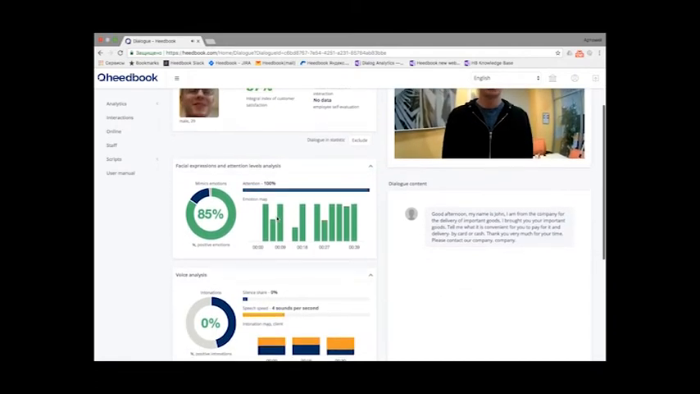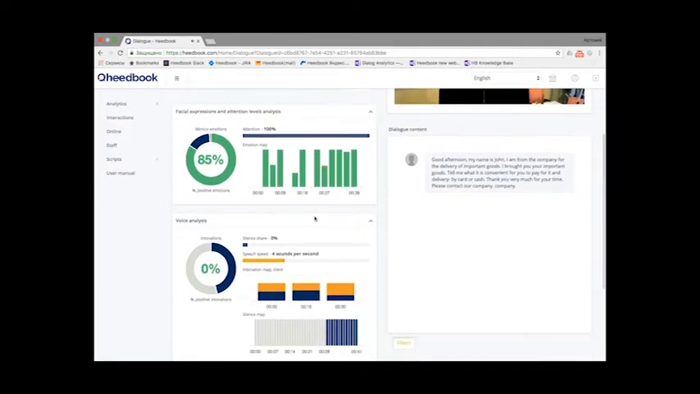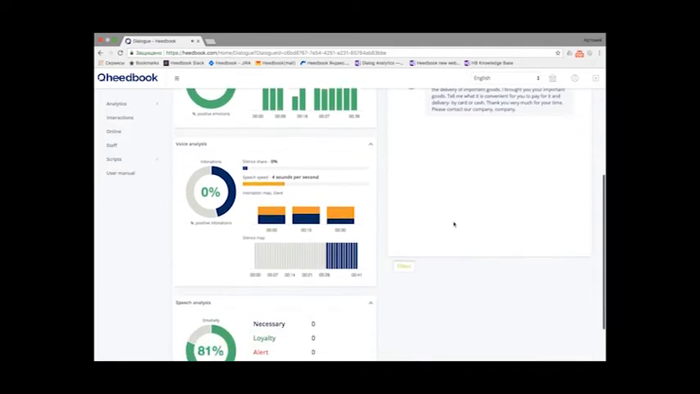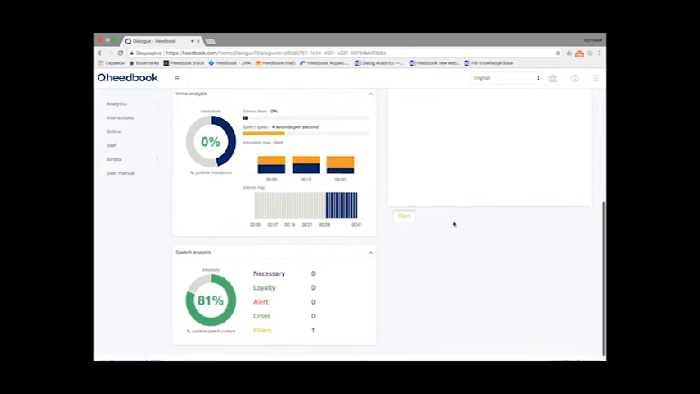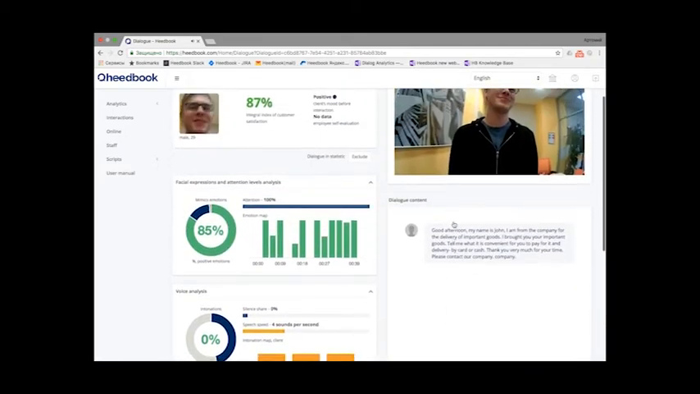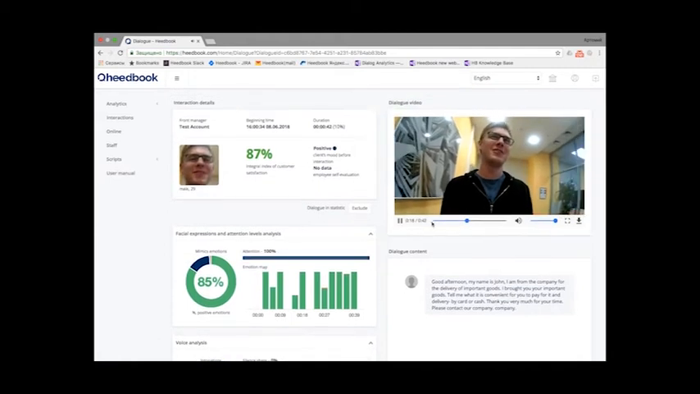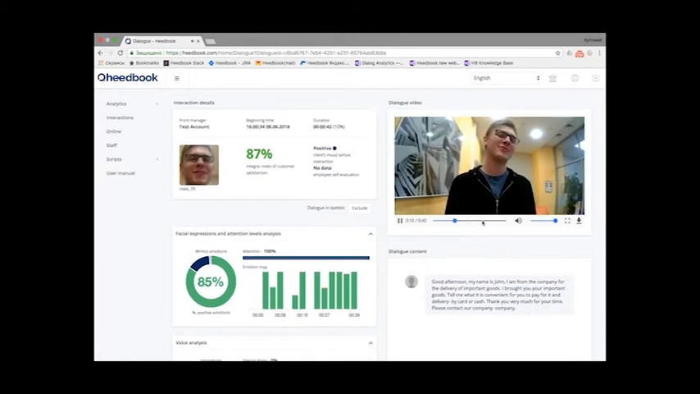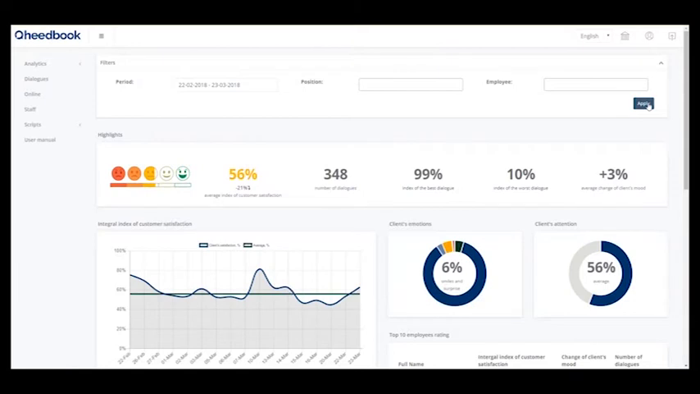Our mobile service keeps all the advantages of the desktop version. It makes it possible to connect to any employee's camera and supervise customer service in real time. The result of analysis can be found in the personal account of the employee. Heedbook analyzes various parameters of customer service.